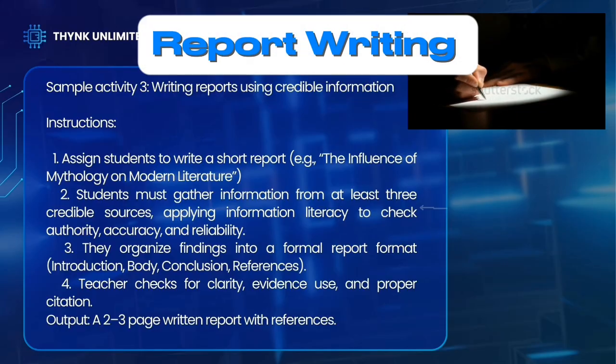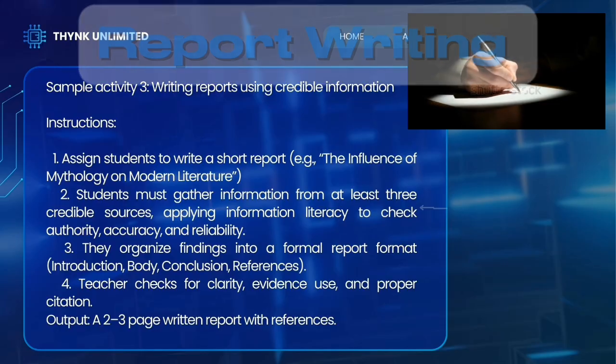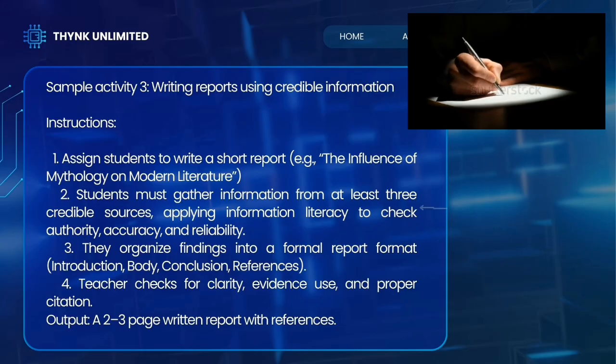They are going to choose a topic like a character analysis or the influence of mythology in literature and gather information from at least 3 credible sources. They are going to check if sources are reliable and make sure to distinguish fact from opinion. Then they will organize their report into introduction, body, and conclusion with proper citations. This activity will help them practice academic writing, which is an important skill in English studies.